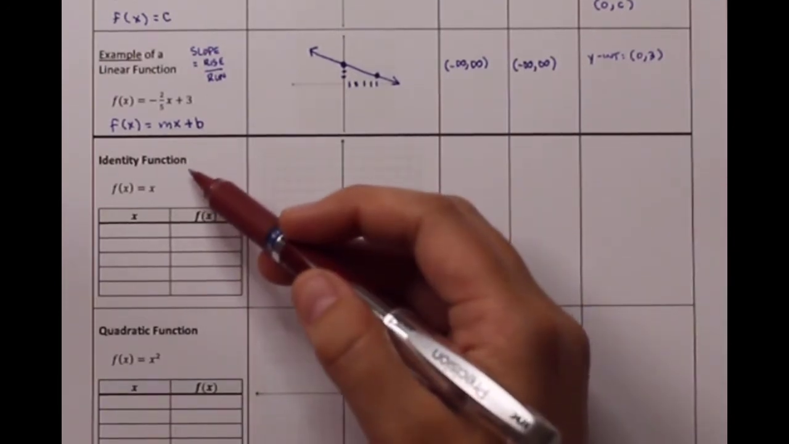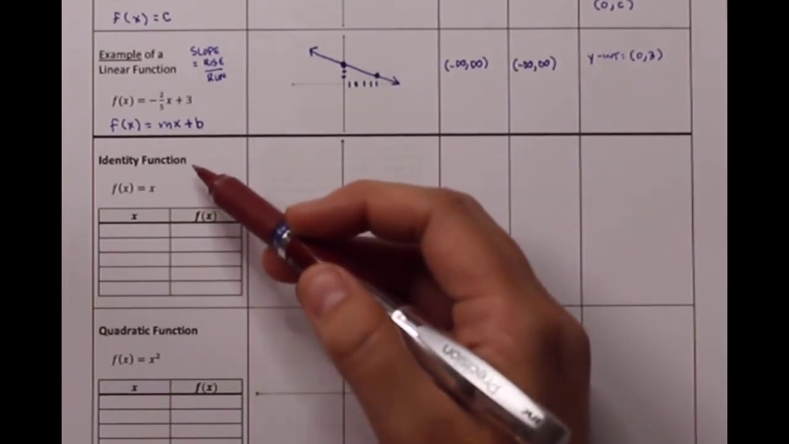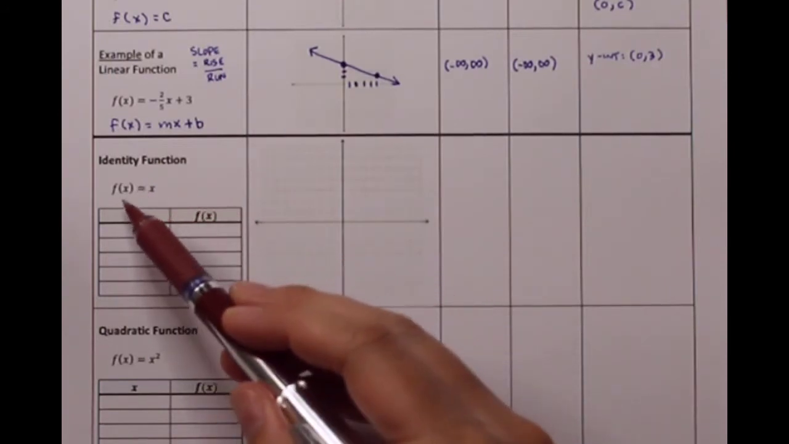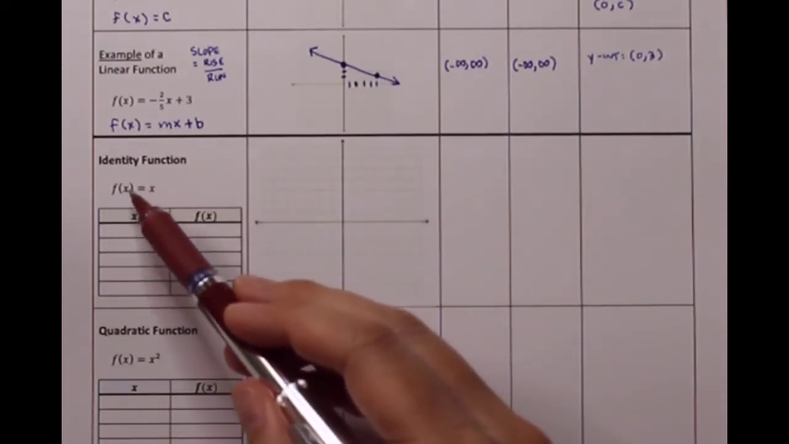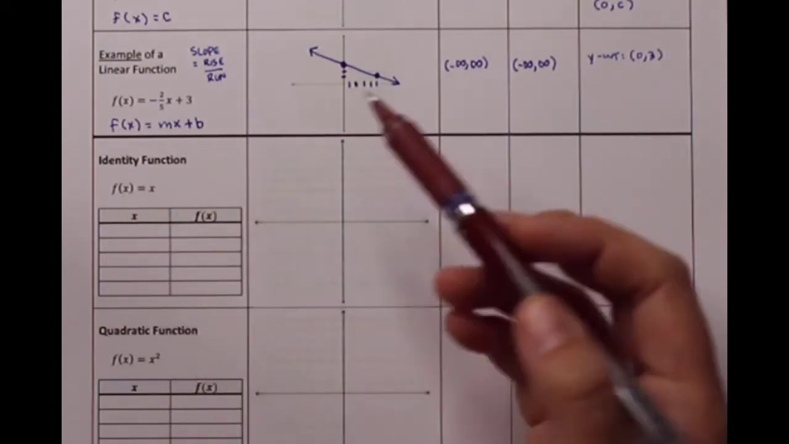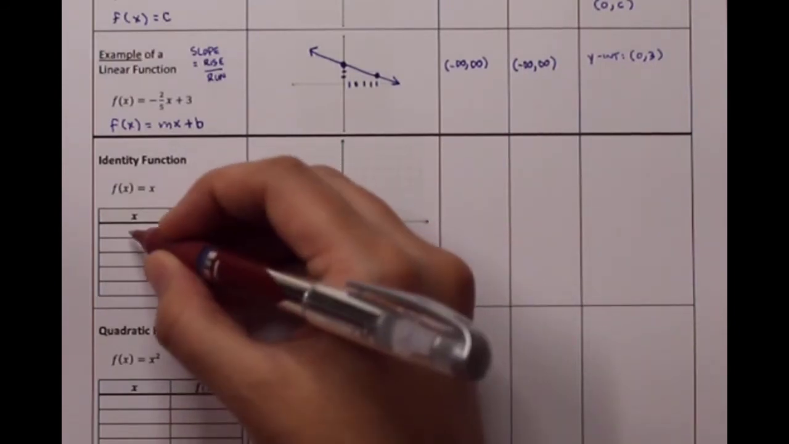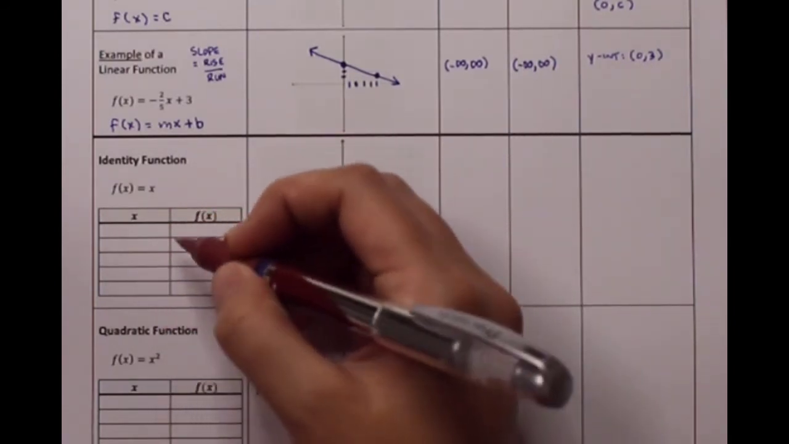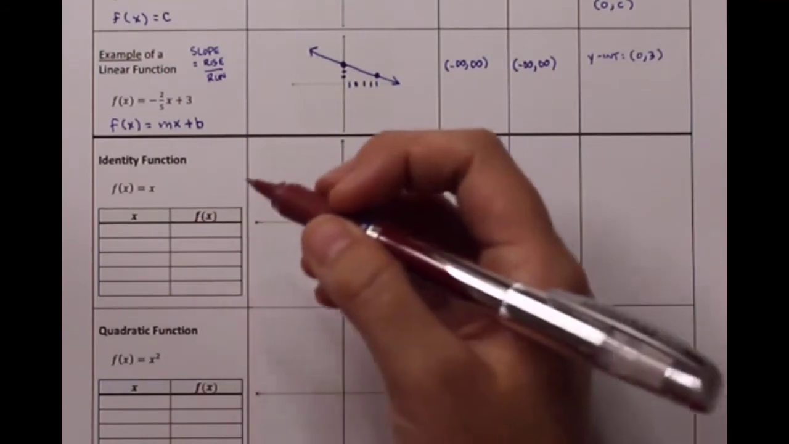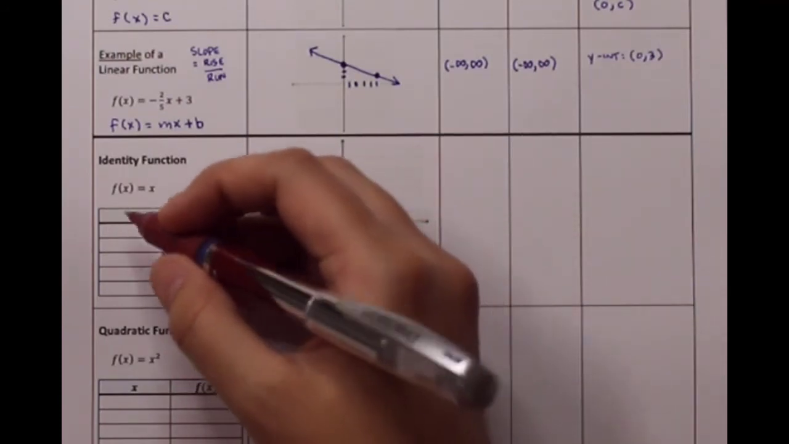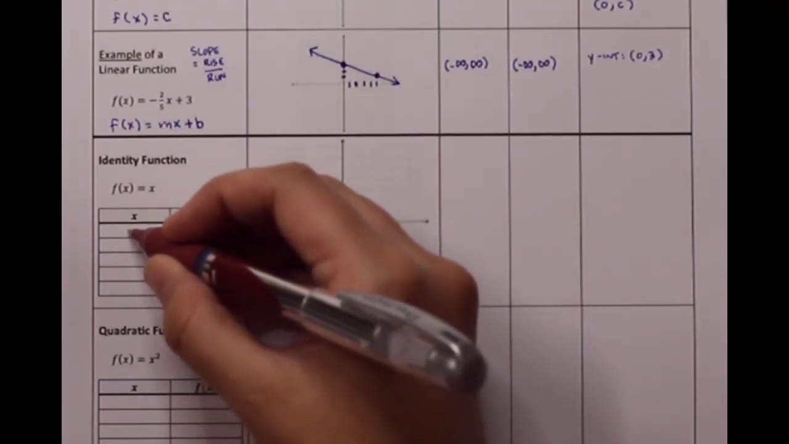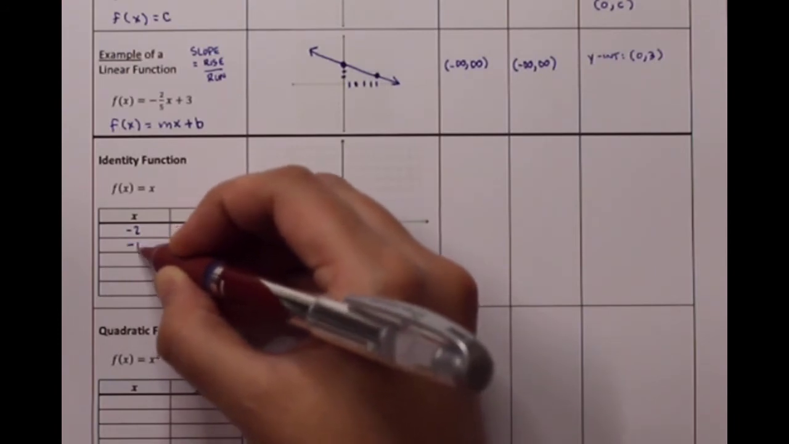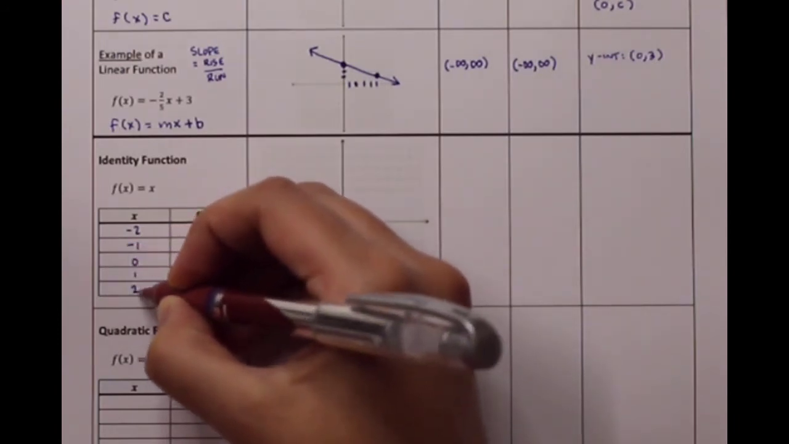And now let's move on to the identity function. So the identity function is when f of x equals x. In other words, y equals x. So let's just plug in a handful of values. When you have a table, you should try different types of values. So I'm going to pick negatives and positives. So I'm going to say -2, -1, 0, 1, and 2.